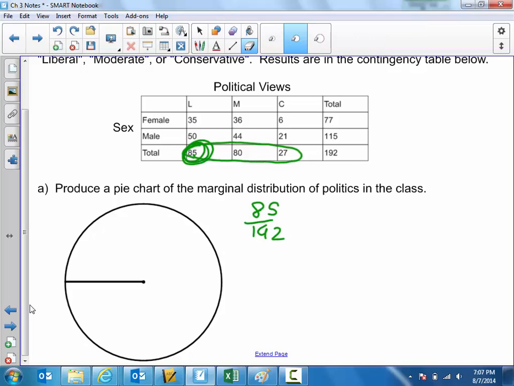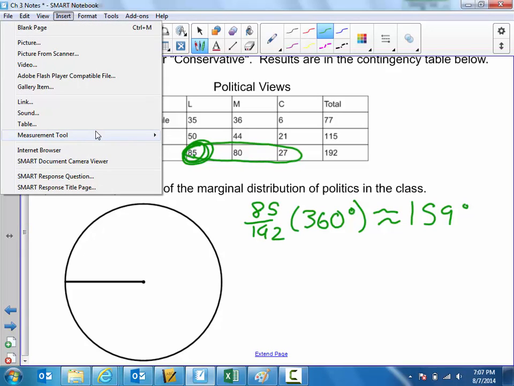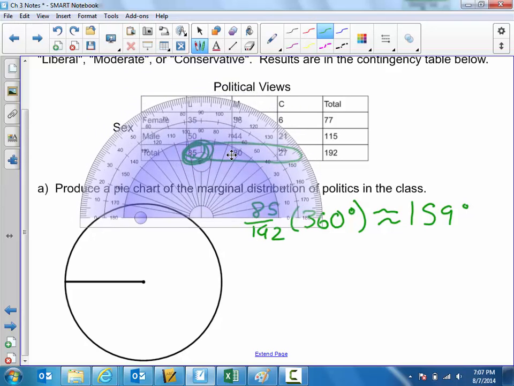That comes out to be, actually I didn't write that down, that fraction times 360 degrees. So the first fraction is the percent of 360 that this slice will be. Multiply that by 360, and that's approximately 159 degrees that we will devote to the first slice of the pie.